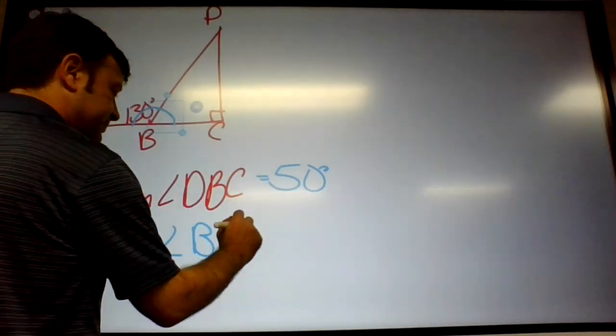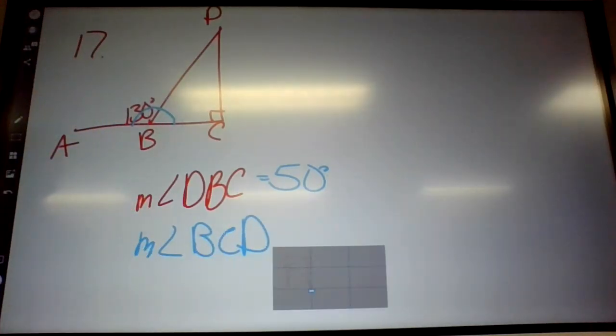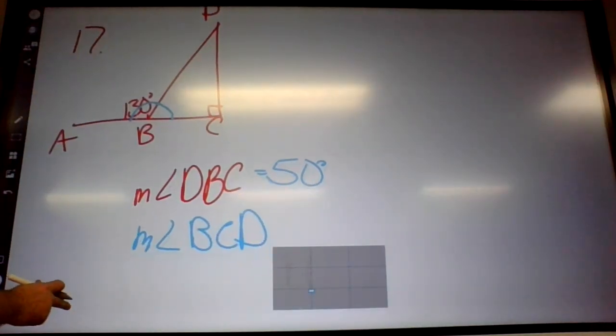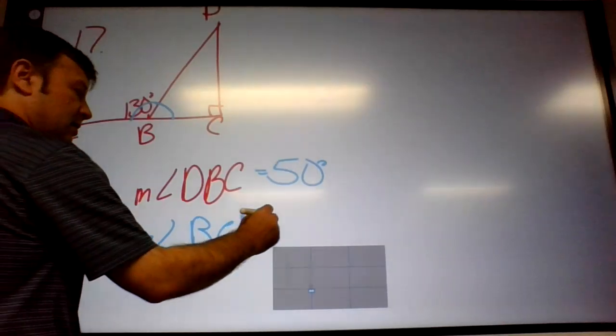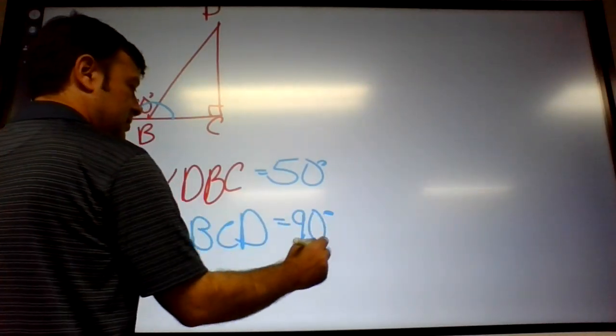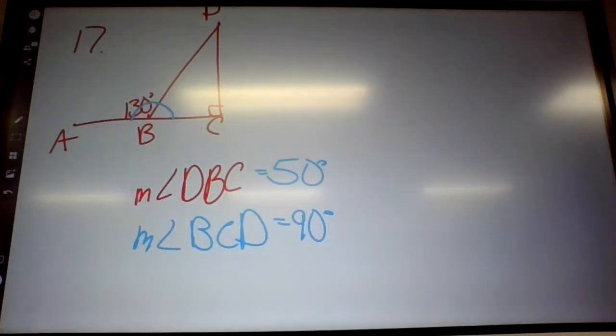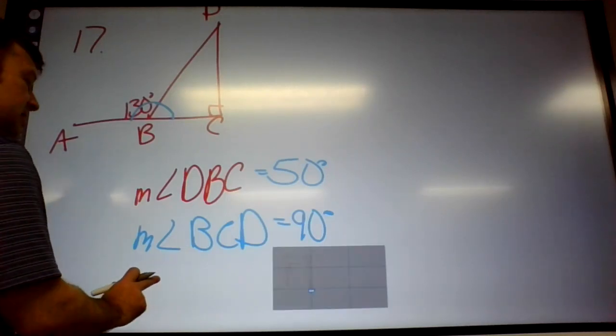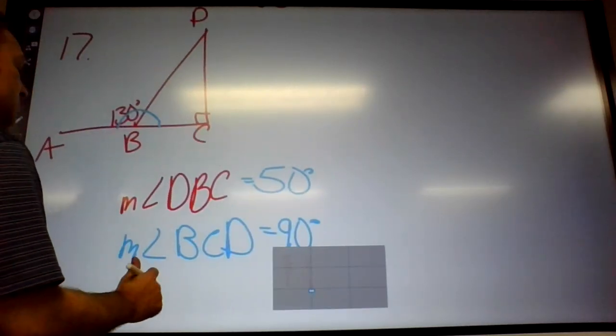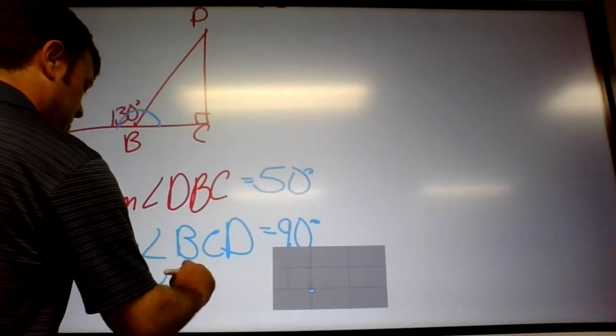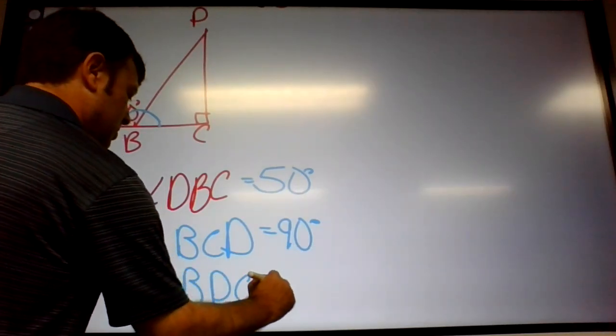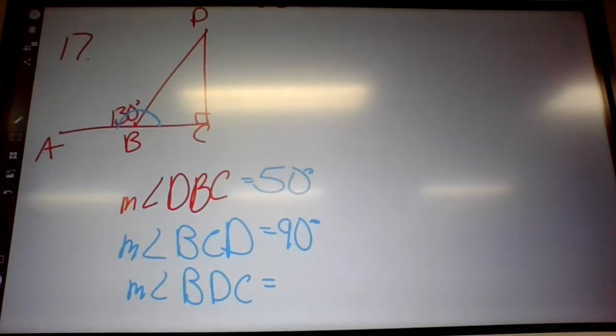James, what would that be? In measurement of this, that is 90. 90-degree angle. And it says BDC. Let's see. Hank, what would that be? 40 degrees.